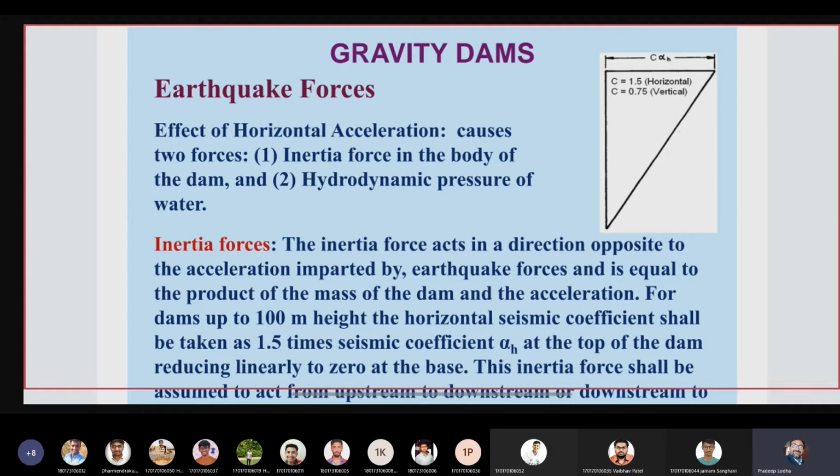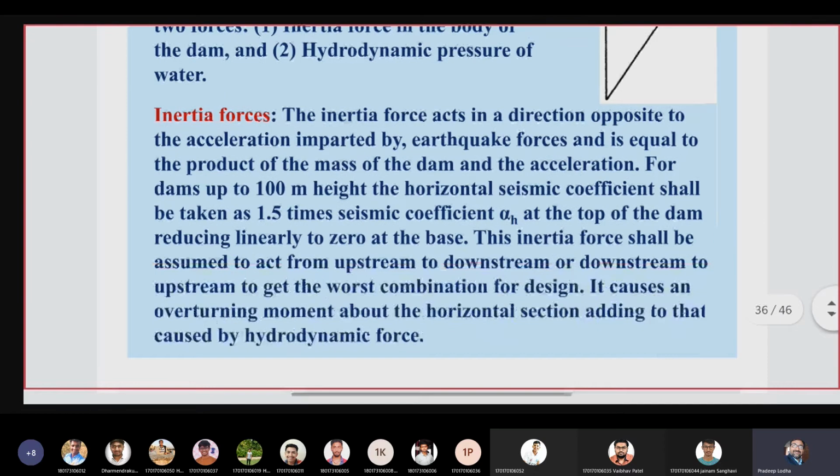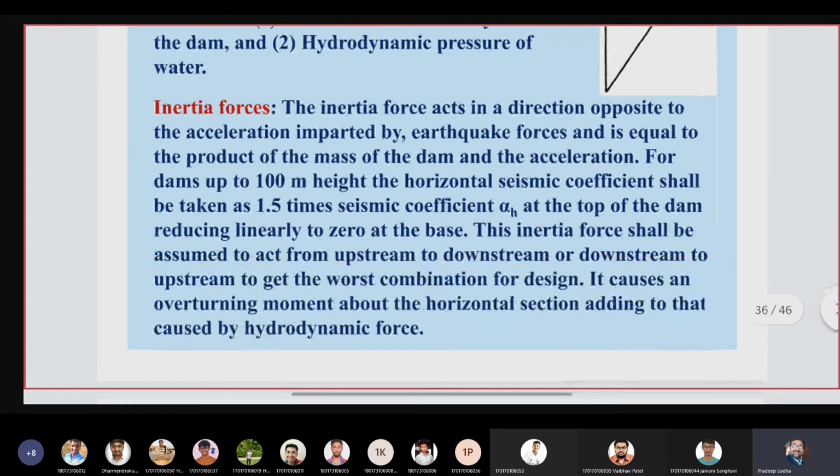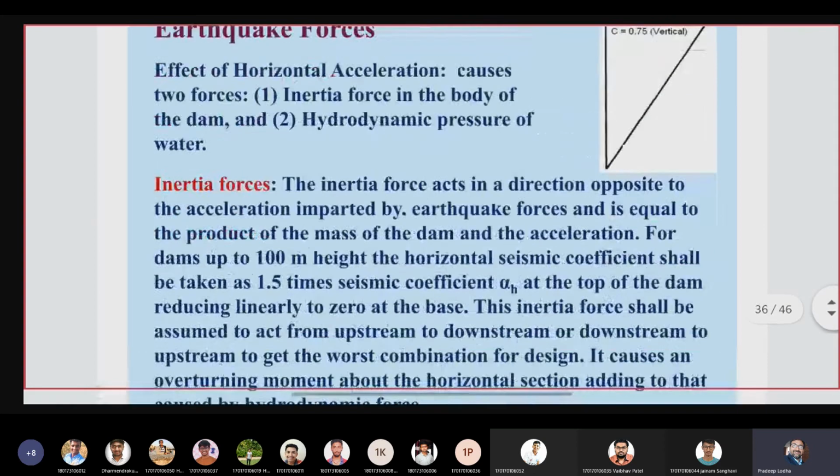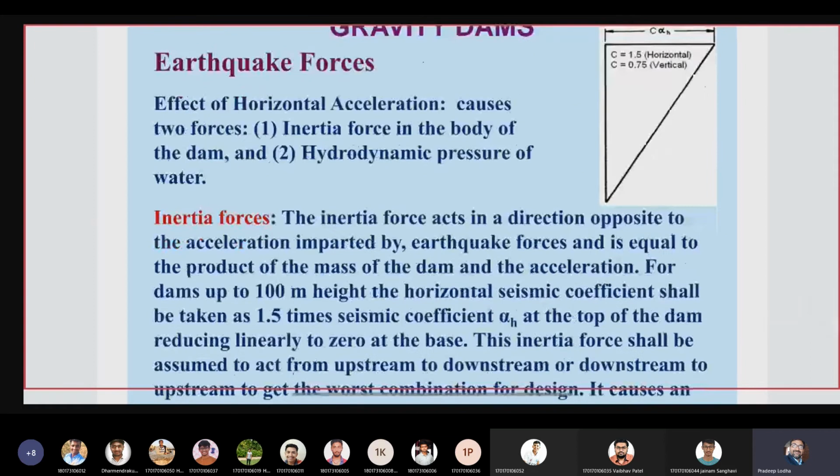And the value of C for the horizontal forces is 1.5, while for vertical it is 0.75. So take care that alpha is the same, but for the horizontal we are considering the value of C as 1.5, and for all the vertical forces we'll take it as 0.75. Okay, so I'm going down to the next slide so that you could understand how it is taken into consideration. Now, for the horizontal inertia force we take the value as 1.5.